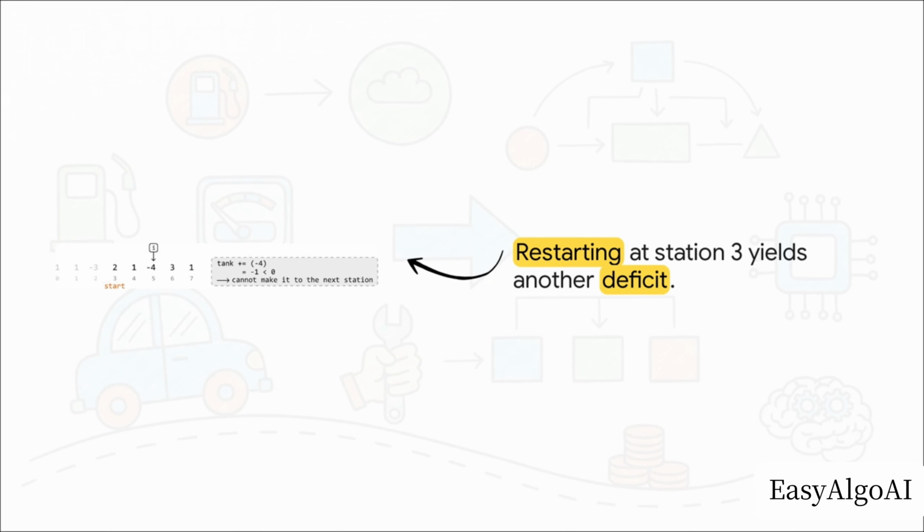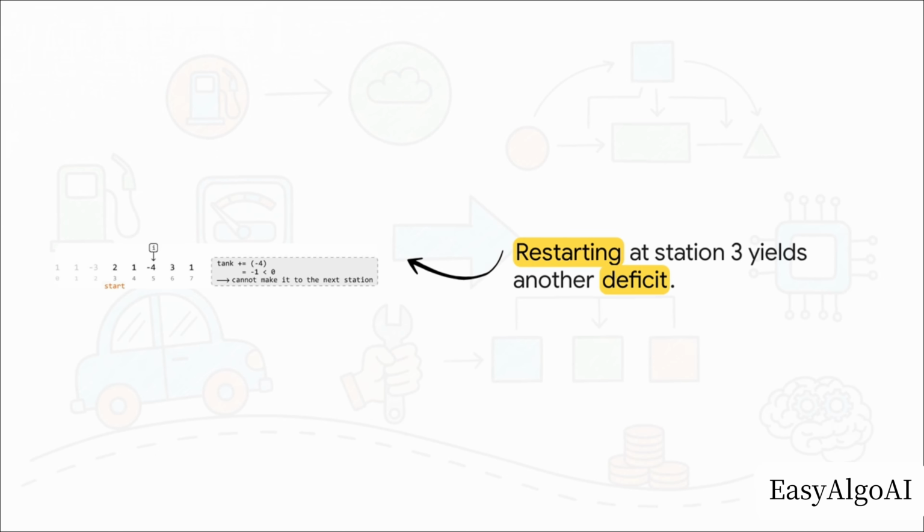Since we failed at station 2, we can entirely skip testing stations 1 and 2 as starting points. Just throw them out. We jump our next valid attempt all the way to station 3. We reset our tank to 0 and start driving.